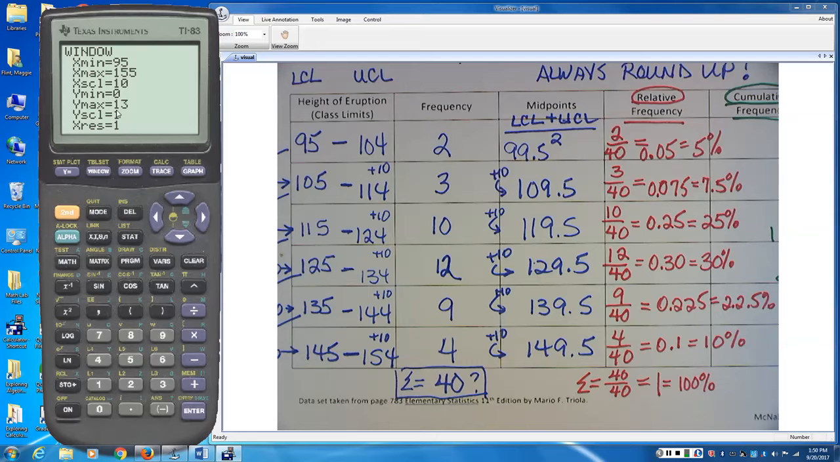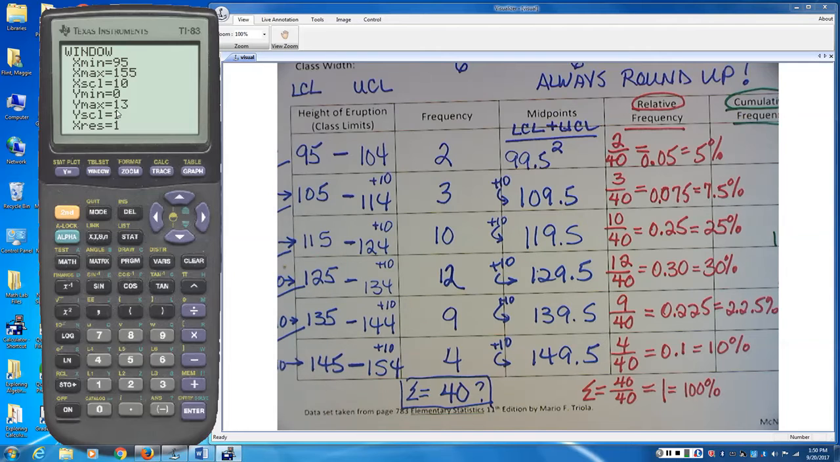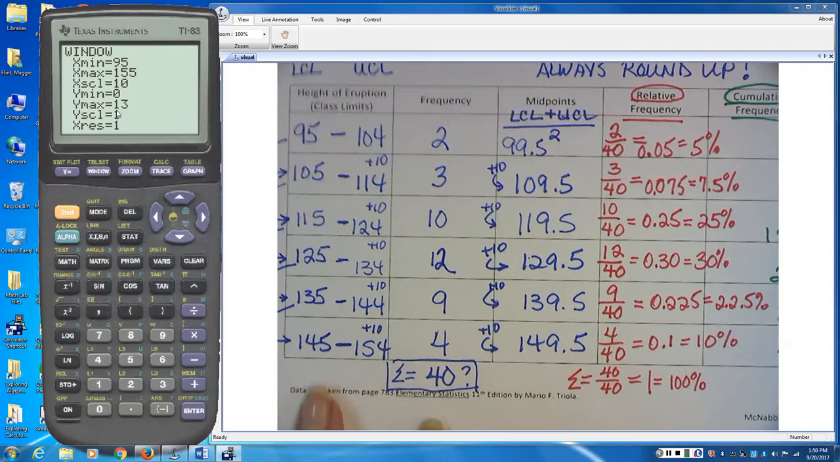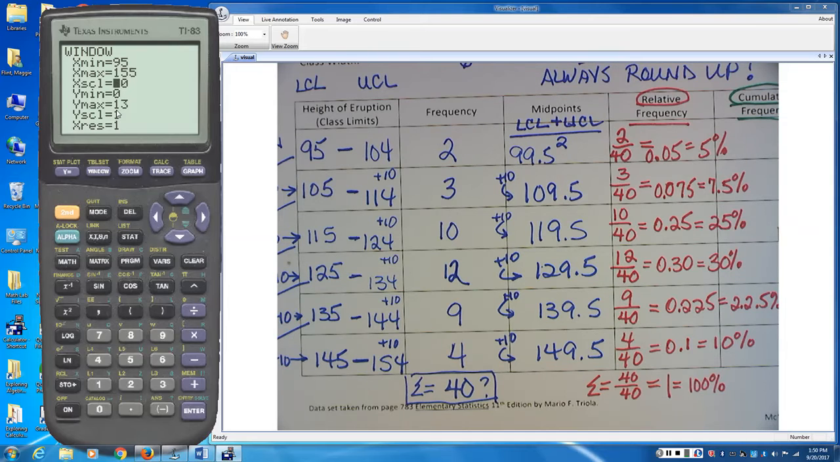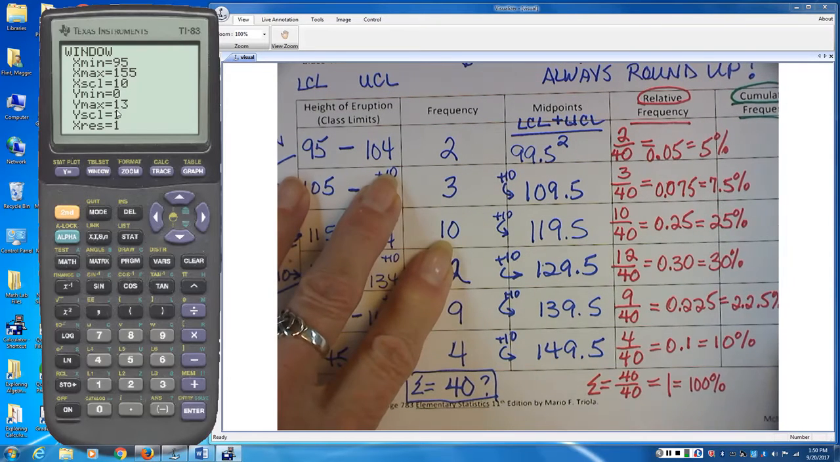So you could have actually created this entire table as long as you calculated the class width correctly. Your calculator would have done that for you when you were making your histogram. Now you don't have to do it that way, but it's a good way to check to make sure that you've done your class widths right. So that's basically what we need to know for that part.